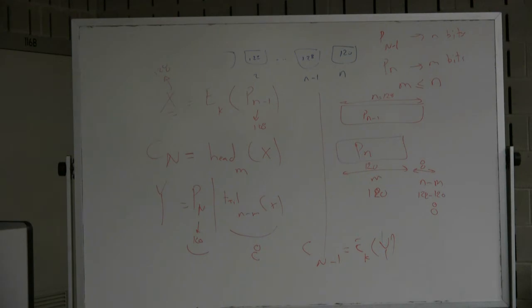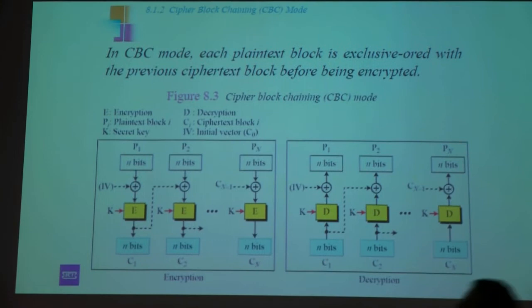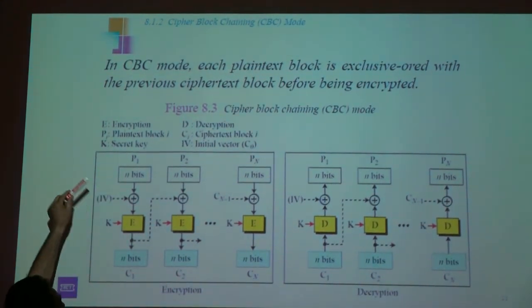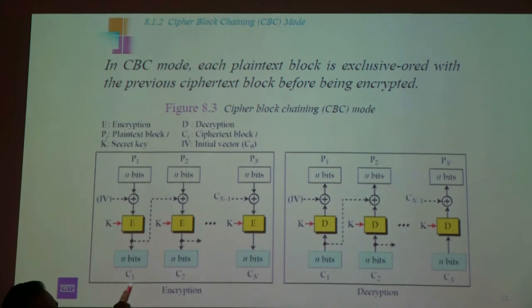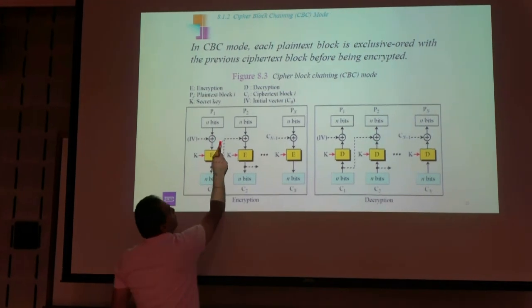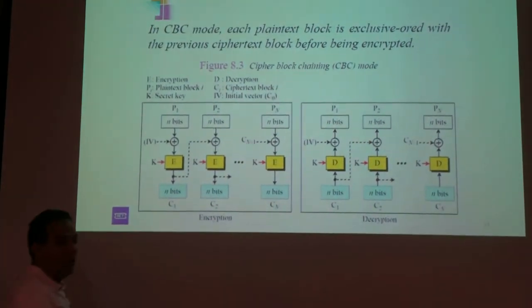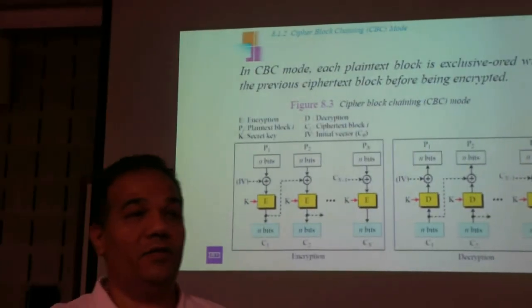All right, so in CBC, there's another technique. This is a more realistic one. In CBC mode, each plaintext block is XORed with the previous ciphertext block before being encrypted. So let's explain. You have plaintext here. Before we do the encryption, I look at the cipher from the previous encryption, I XOR it with the plaintext, and then I do the encryption again. So I have to know the encryption of the previous block to be able to encrypt this block.